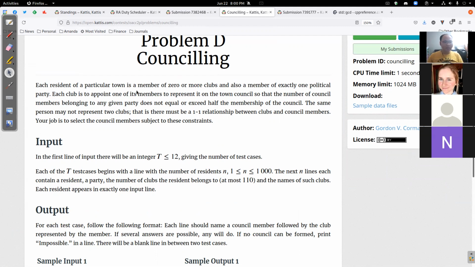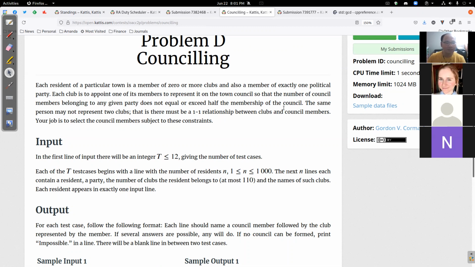Now, the town council is going to form, and each club wants to have 1 member. So every club wants to send 1 member to the council. But they want to make sure that the number of council members belonging to any given political party does not equal or exceed half the membership of that council. So each club wants to send a representative to council, but they don't want too many people from the same political party.